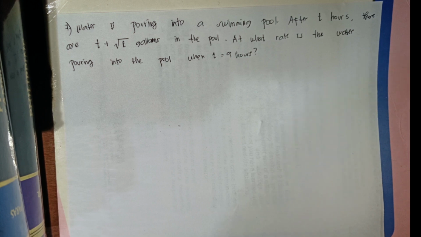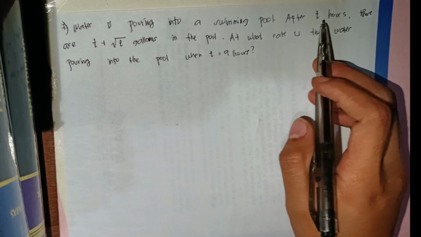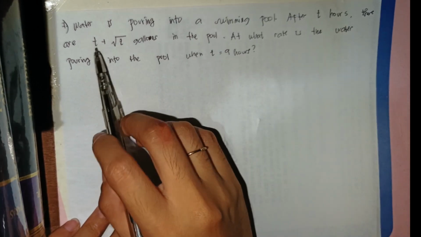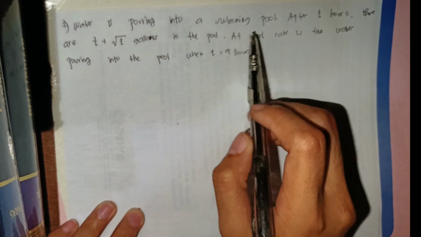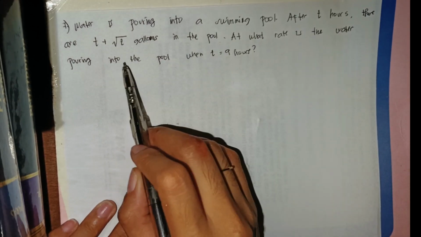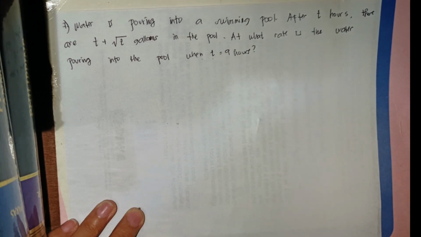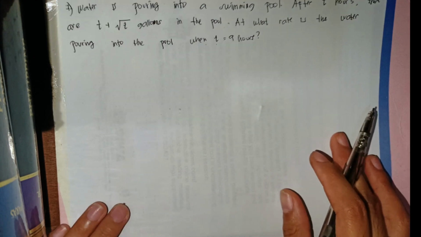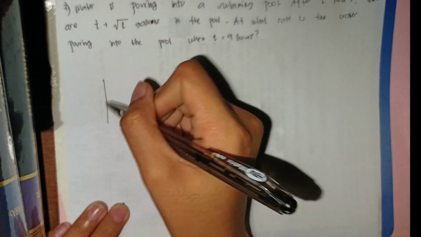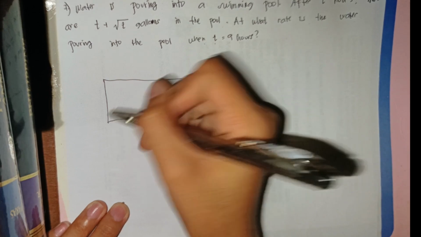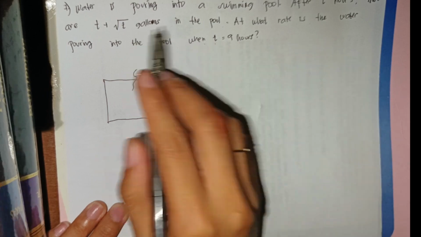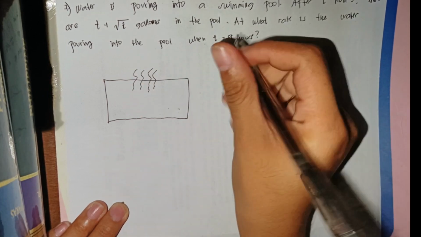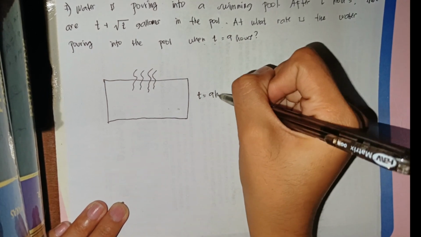Next is: water is pouring into a swimming pool. After t hours, there are t plus square root of t gallons in the pool. At what rate is the water pouring into the pool when t is equal to 9 hours? So, let's first draw an illustration of the swimming pool, and water is pouring, and t is equal to 9 hours.